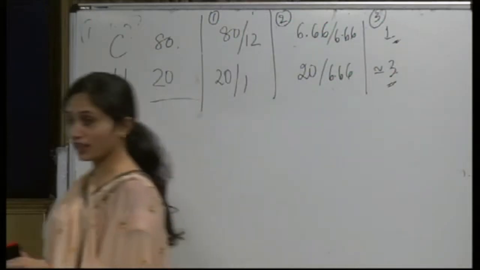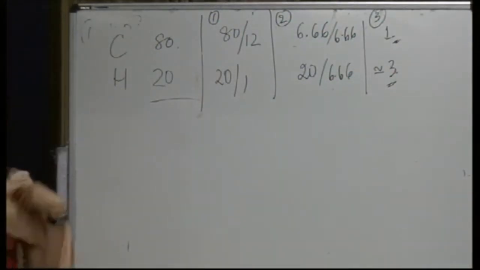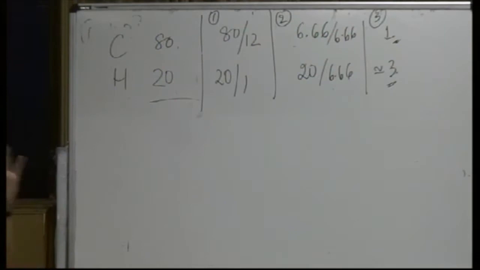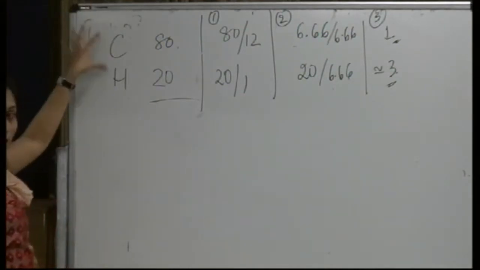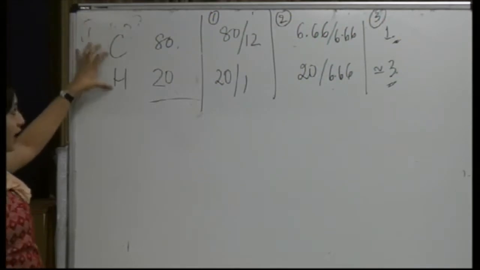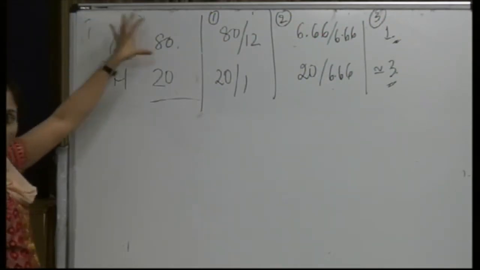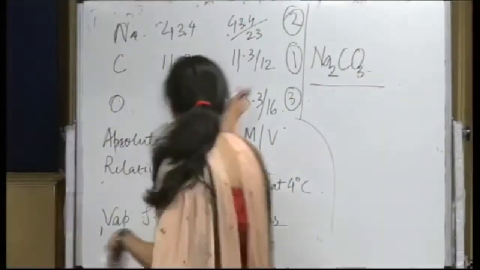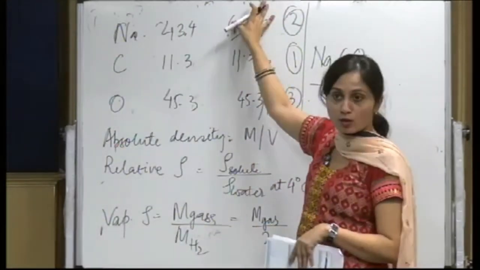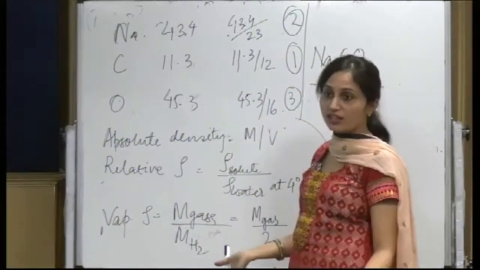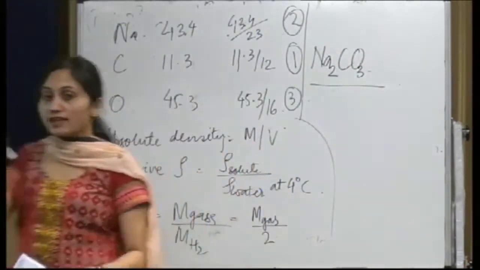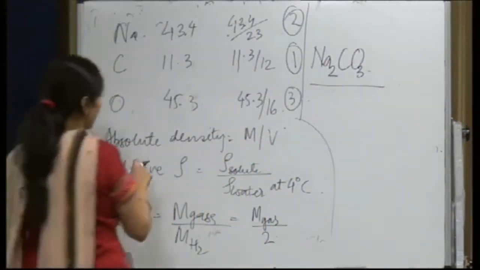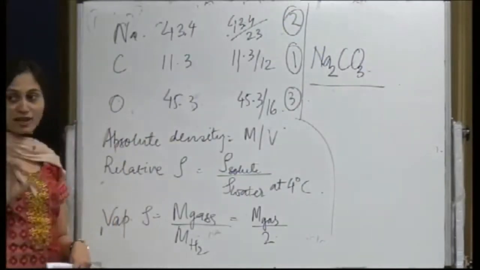I repeat it again. In a particular question, we'll take up a proper question if at all we have time quickly. What we have is, we are given two elements, okay? We have carbon and hydrogen. Now if we have carbon, 80% is given, and you had this ratio is almost 1, this ratio is almost 2, and this ratio was almost 3. So the formula turns out to be equal to Na2CO3. Now another thing that I want you to pay attention to is very important concept, that's of density.